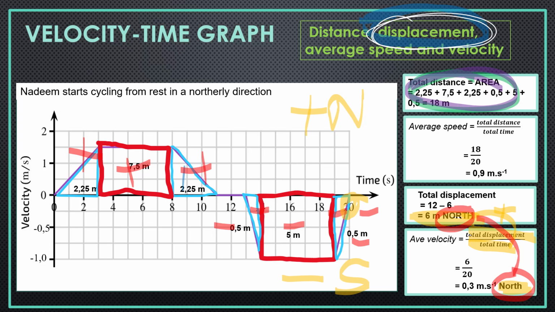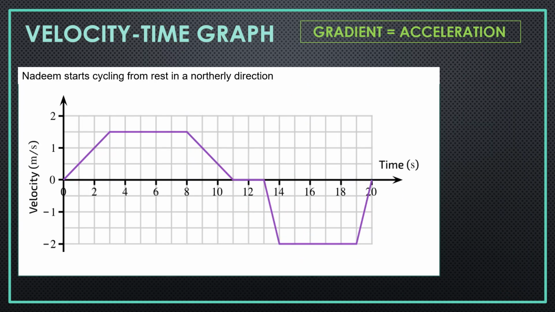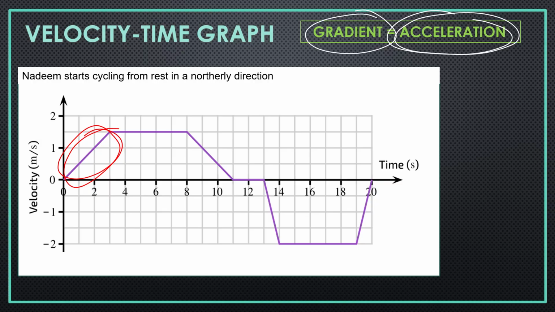The last skill, level 1 and 2 skill that you need to be able to master on a velocity time graph is to calculate the gradient which represents the acceleration of the object. So here we have an object moving faster with a positive gradient. Here you have an object moving slower with a negative gradient.